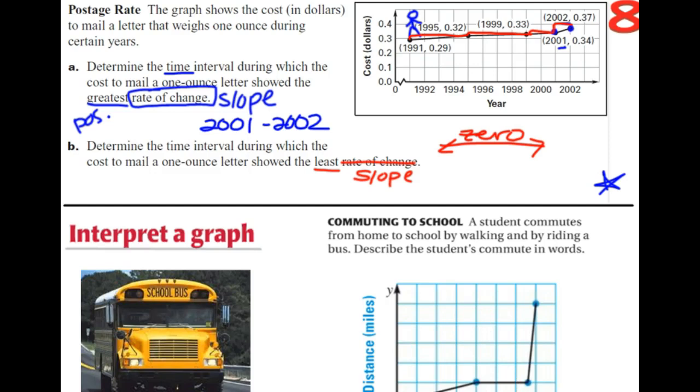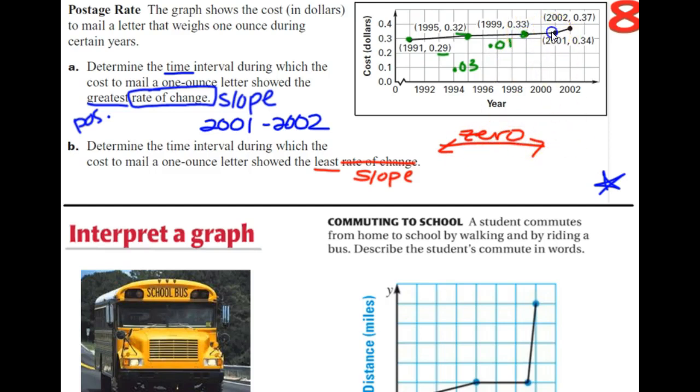So if you look, you can look straight at the lines. Which one's the flattest? To me, it'd be one of these middle ones. And if you're not sure, look at our points. This one's going from 0.29 to 0.32, so they went up by 0.03. This one's from 0.32 to 0.33. They only went up by 0.01. That's pretty close to 0.